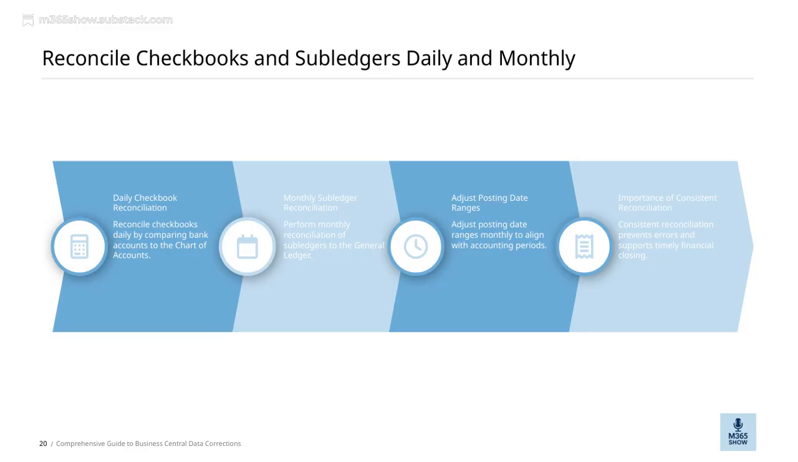Performing monthly reconciliation of subledgers with the general ledger is also crucial. It confirms that all detailed transactions are properly reflected in our main financial records, reducing the risk of overlooked errors. And of course, reconciling checkbooks daily by comparing bank accounts to our chart of accounts keeps our cash balances accurate and up to date. This daily check helps us stay on top of cash flow and detect issues promptly. Overall, these practices form the backbone of reliable financial management and help us close our books efficiently each period.